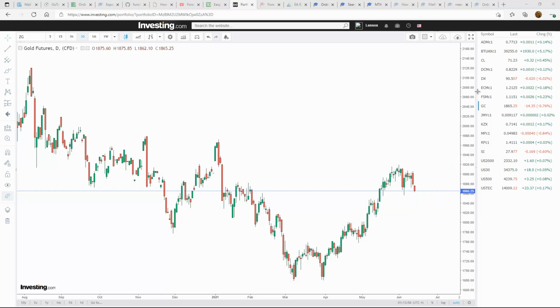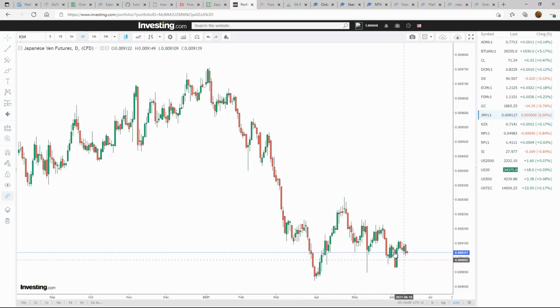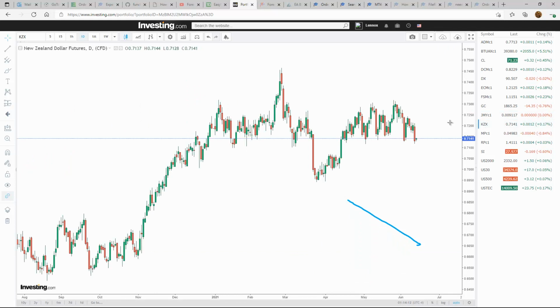Okay, so Japanese yen looking very weak, so I would expect that to continue being weak, just like the US dollar. So this is in line with what the US dollar is doing. So weakness in Japanese yen. We look at the New Zealand dollar, and the New Zealand dollar will be similar to Aussie, and we'll be looking for some weakness there as well, short term.